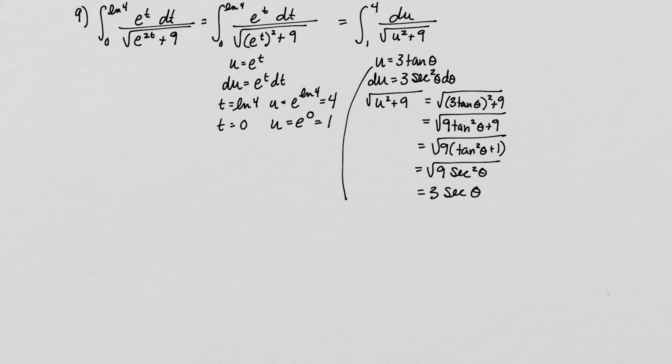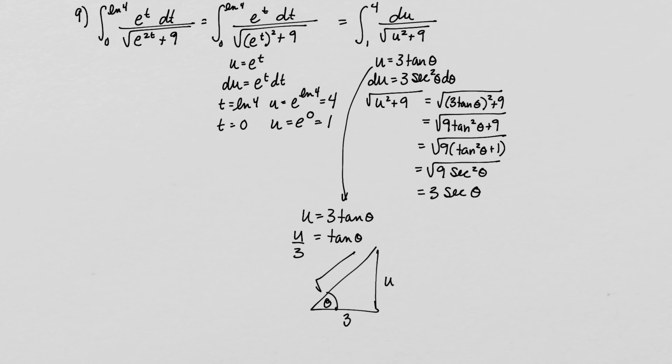And again, I'm going to use this u part to make a triangle. If u is equal to 3 tangent theta, this is telling me that the tangent of theta is equal to u divided by 3, if I divide both sides by 3. And so in terms of a triangle, here's theta, opposite u, adjacent 3. Using the Pythagorean theorem, the hypotenuse ends up being the square root of u squared plus 9.